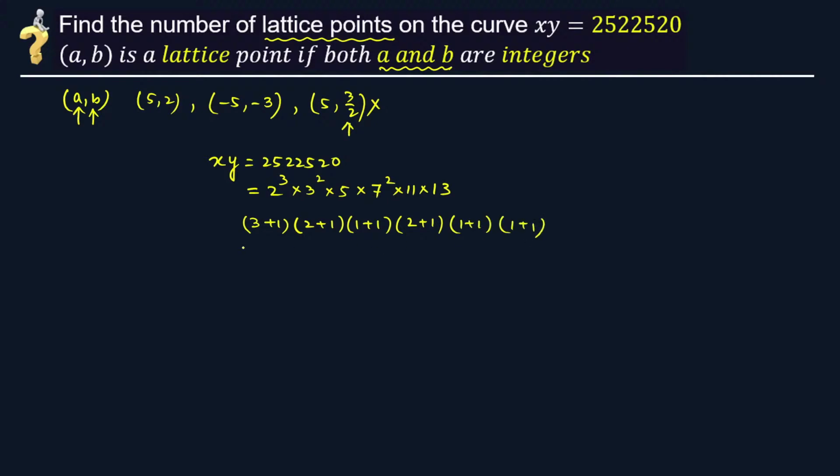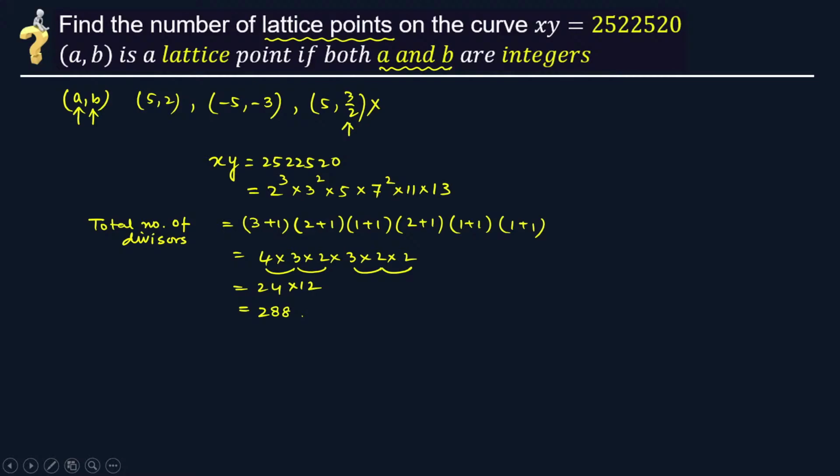Is it clear? I hope it is clear. This is the total number of divisors, which gives us actually, so 4 times 3 is 12, 12 times 2 is 24, 3 times 2 is 6, 6 times 2 is 12, which gives us 288. Okay? So the total number of divisors is what?